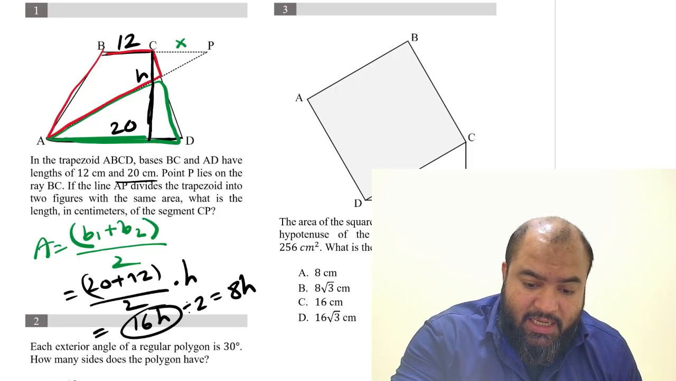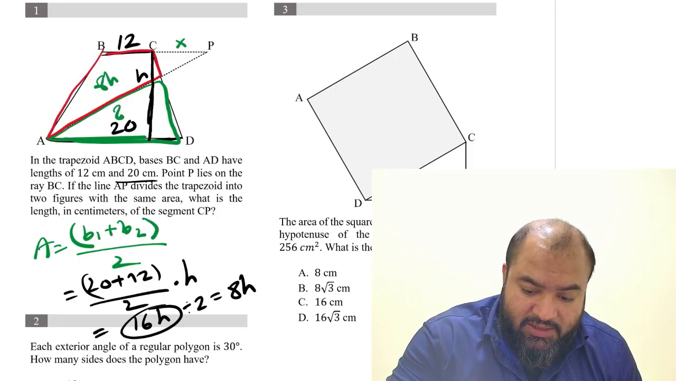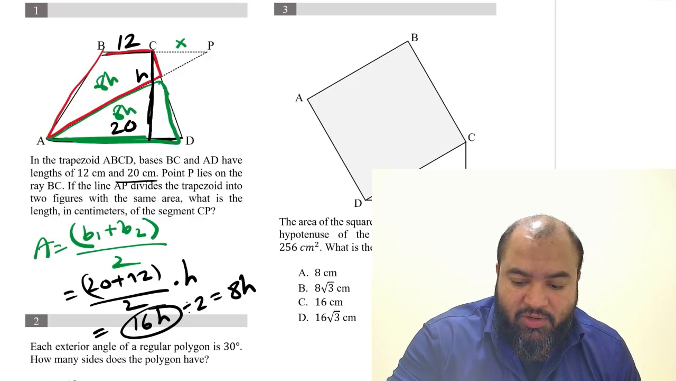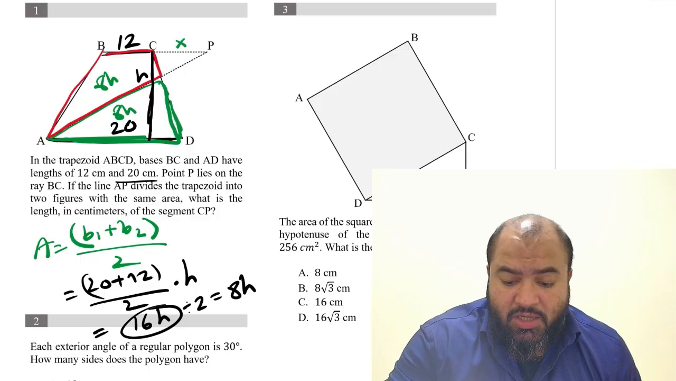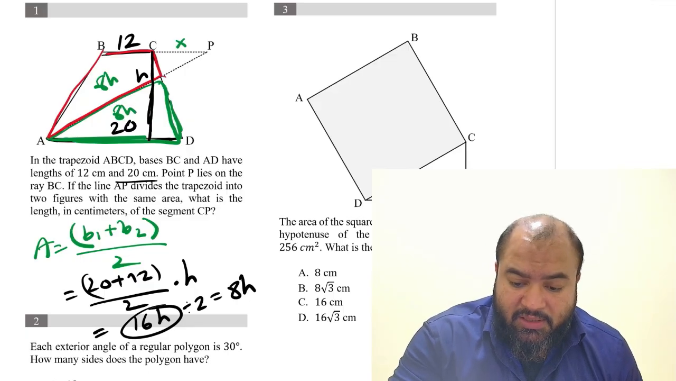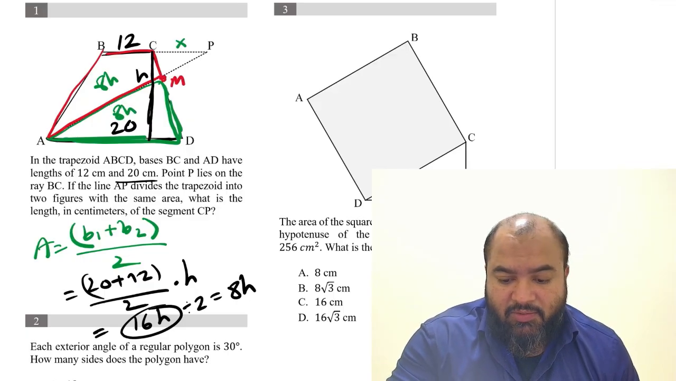This is going to be 8H. And this triangle here is also 8H. Remember this green shape, it's a triangle, and the red shape, it is a trapezoid. Now, if you look carefully, at this point I'm going to call it M, so you understand what this point is, because every other point is labeled.